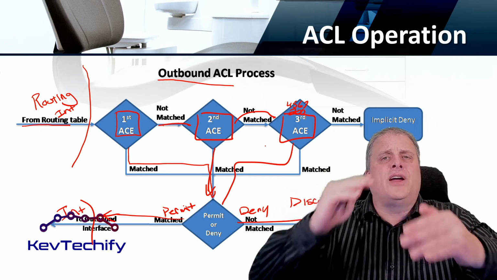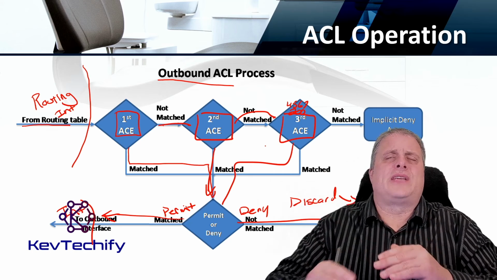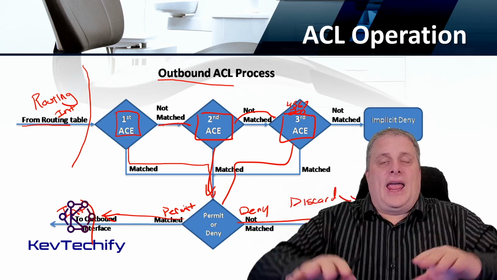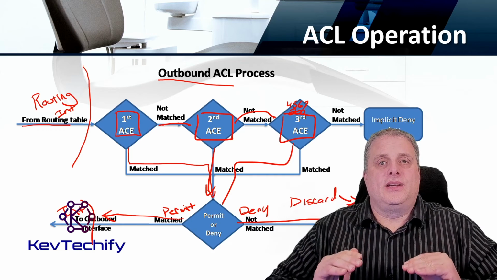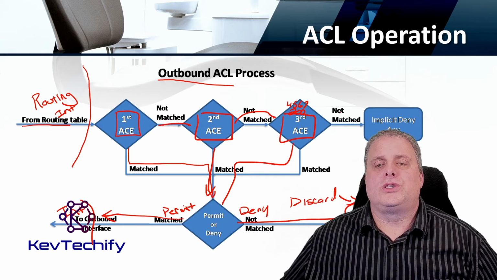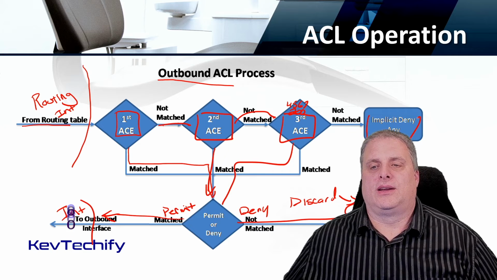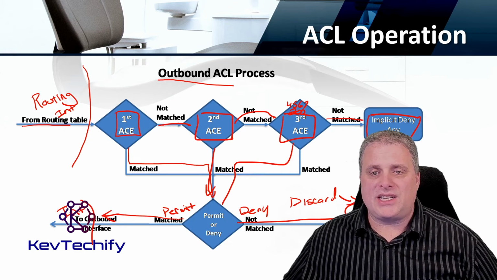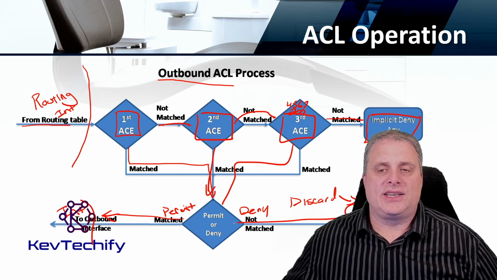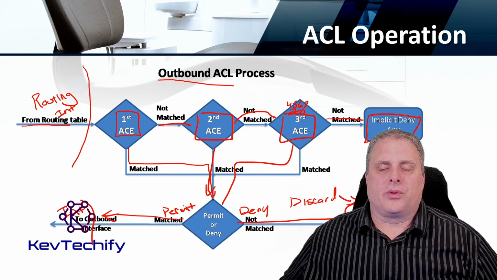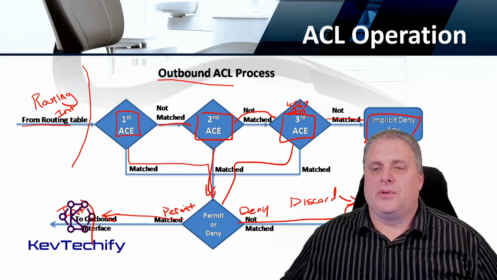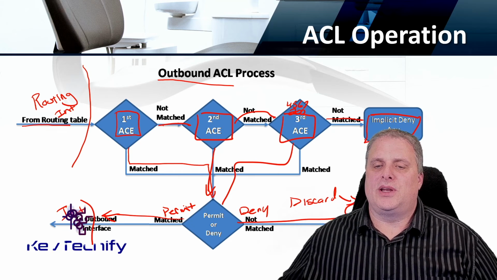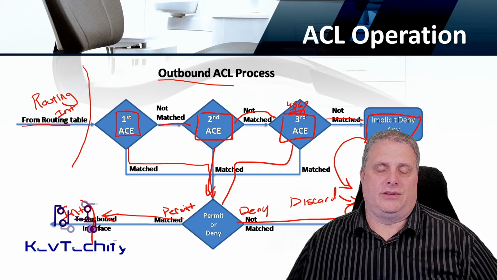But when we eventually get to the end of all those access control entries, and it hasn't matched any permit, it then goes to our implicit deny. Here's our implicit deny. It didn't match anything previously to get sent down here. Finally, we're at the end of our ACEs. We reach this implicit deny. We're just going to deny everything. Once it hits that statement, it is then discarded.